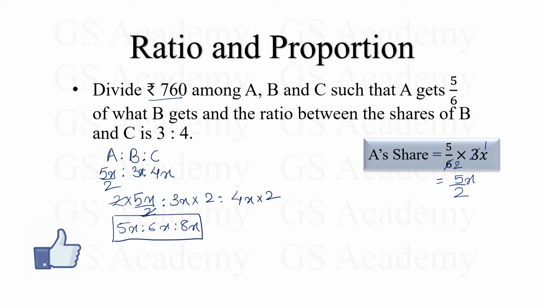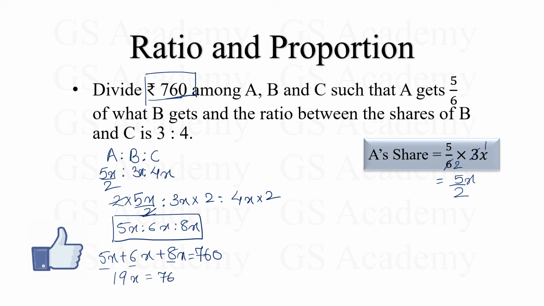Now this is the newly formed ratio of A is to B is to C. Now 760 was the overall sum of A, B and C. So we will add this ratio. So this becomes 5x plus 6x plus 8x is equal to 760. So 5 plus 6 is 11, 11 plus 8 is 19. So this gives us 19x is equal to 760.